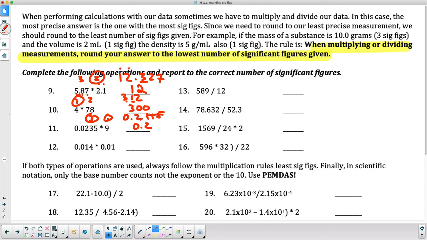Division works exactly the same way. 589 divided by 12 for number 13. Here I have 2 significant figures, here I have 3 significant figures. I'm rounding off to 2 significant figures. My answer is 12, and that's my unrounded answer, and because that's already 2 significant figures, then I can just leave it go like that.